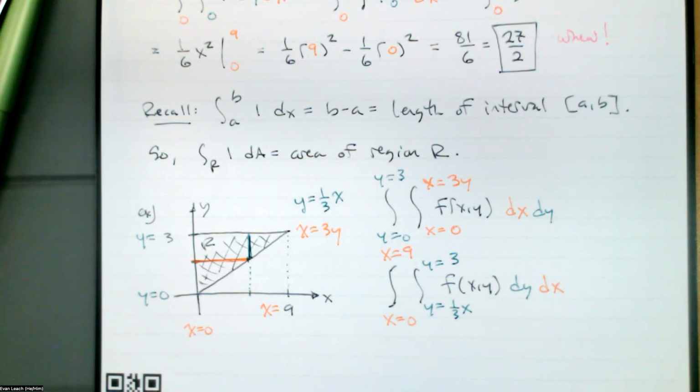We always go from left to right or from bottom to top. So we could go from like -2 up to 7.